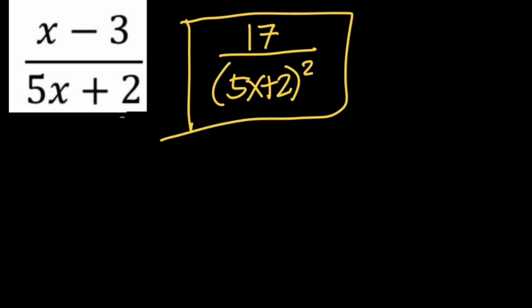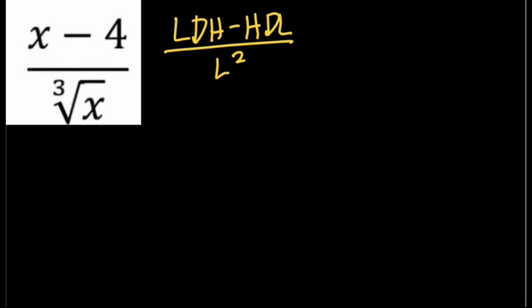Now let's solve another one. What if we're given this function, x minus 4 over the cube root of x? Now again, to derive this function using the quotient rule, let's recall the rule or the mnemonic: low d high minus high d low over low squared, which means that we multiply the denominator by the derivative of the numerator minus the numerator times the derivative of the denominator, divided by the square of the denominator.